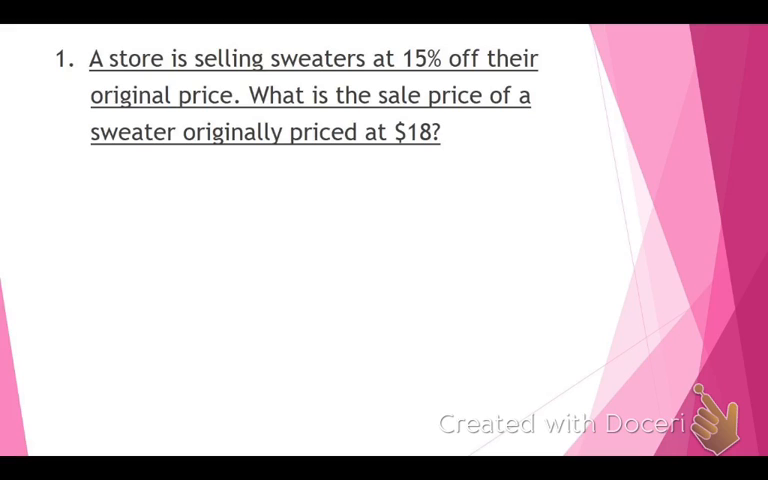So what do I do to my percent? Change it to a decimal, which would be? 0.15. And then multiply times the total amount. What's the total amount? $18. Okay, so basically all you're doing is multiplying the percentage by the regular price. All right, plug that into your calculators.